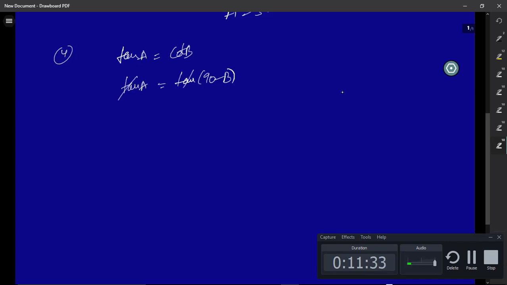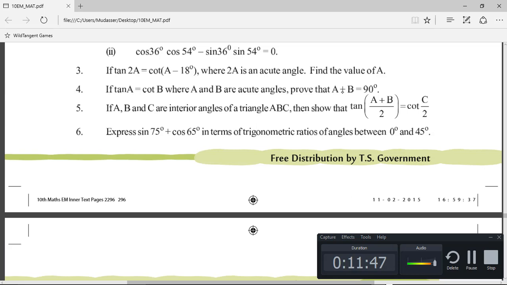So in a way this tan and this tan get cancelled. A is equal to 90 minus B. Minus B, if I take it to the left hand side, becomes plus B. A plus B is how much? 90 degrees. That is what it wanted us to prove. A plus B is 90 degrees.